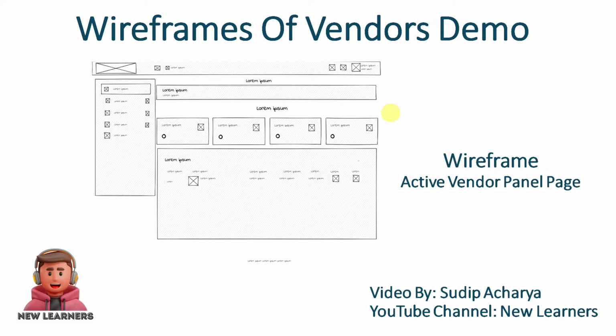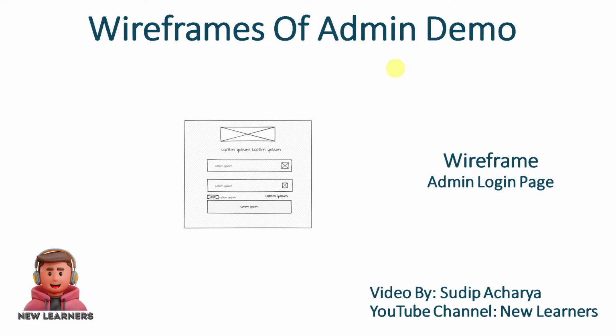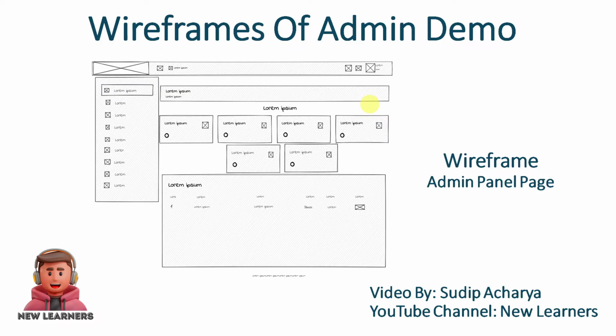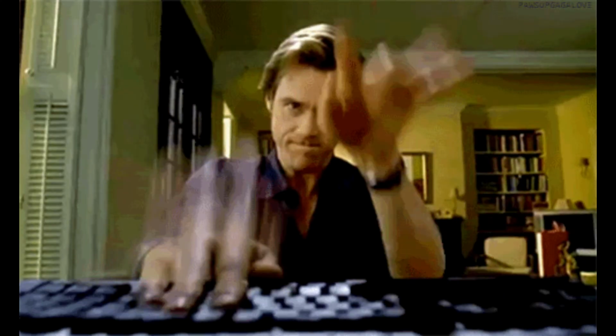There will be two panels for vendors, one for active and another for non-active. When a new vendor creates an account, it will be marked as a non-active vendor. Then our admin can check vendor details and mark it as active or non-active. And this is the wireframe for our admin login page. And this is the wireframe for our admin panel page. For now, these wireframes are good to go. If you need more wireframes, then you can just comment down.